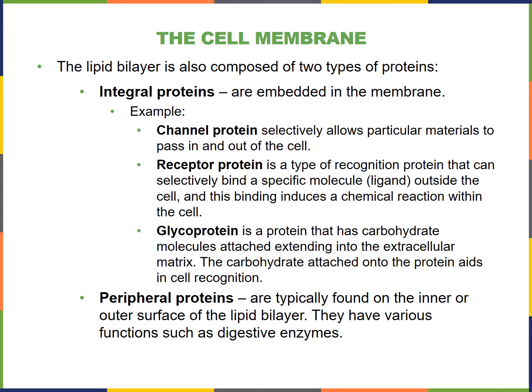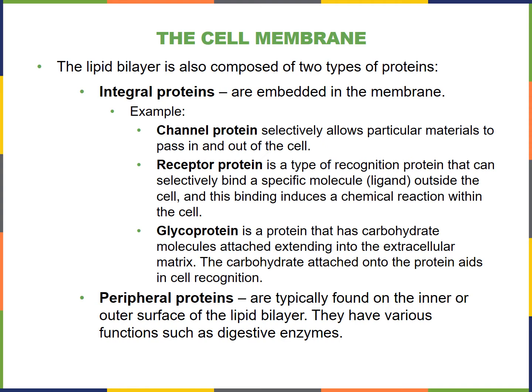It has channel proteins, which selectively allow particular materials to pass in and out of the cell. So channel proteins allow some material to get in and out of the cell, and the receptor protein is a type of recognition protein that can selectively bind a specific molecule or ligand. These are very specific, so they allow a specific molecule to get in. Channel proteins allow a particular material to get in and out.